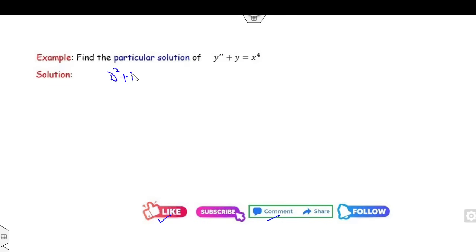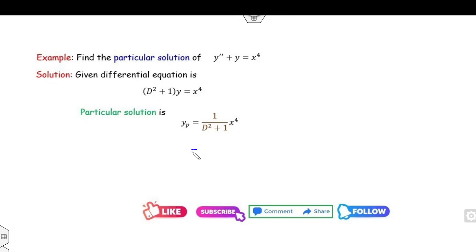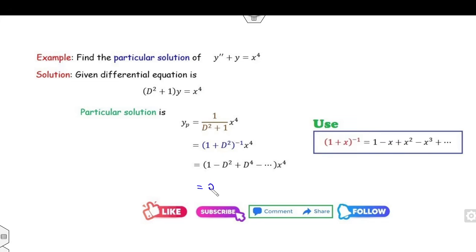That's very simple. I can write this series, this given differential equation is d square plus 1 is equal to x4. You can find the value of the y. Since already 1 appears, so I can write easily d square plus 1 raised to power minus 1. Now I can expand this series 1 minus x plus x square minus x cube and so on, because I need up to the degree 4, so we get d raised to power 4. Now you can open this bracket. You can see if I open this bracket, it's x4.